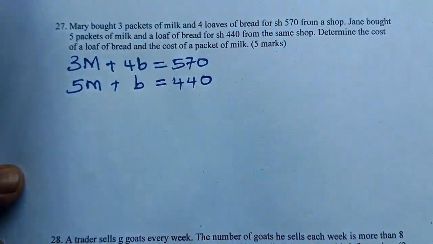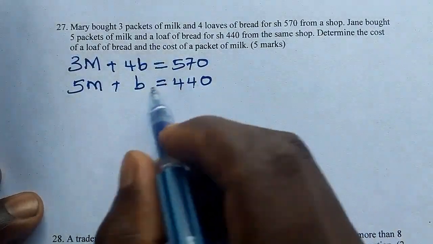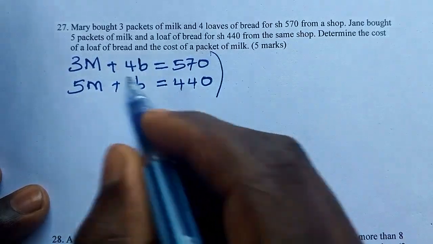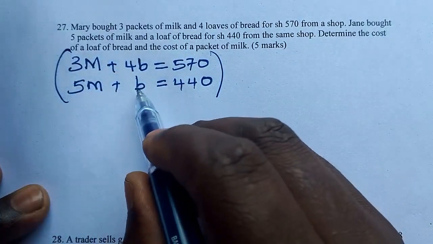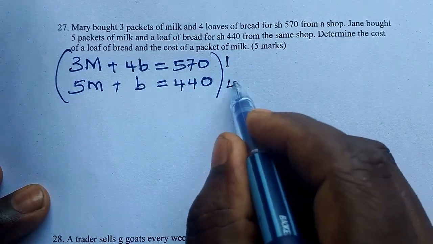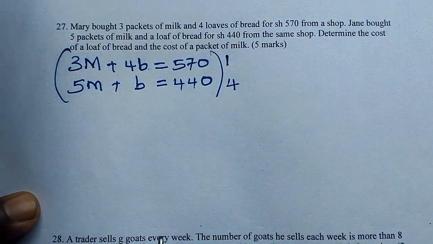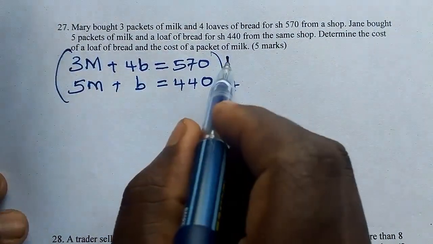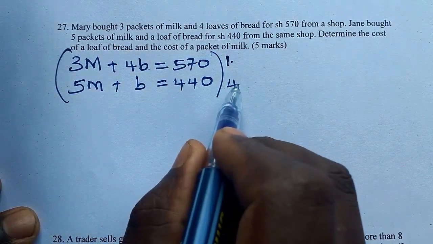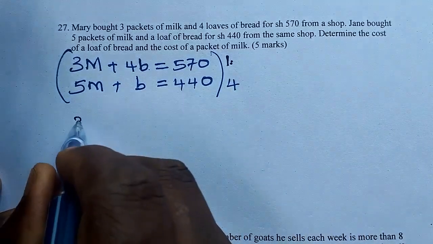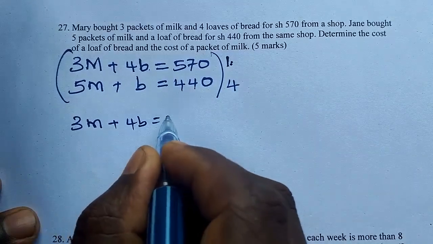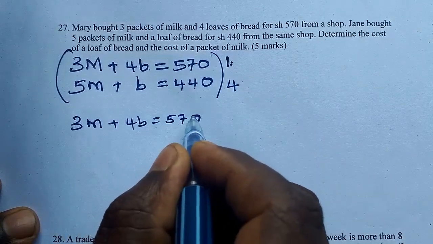So we use elimination method. Let's eliminate B. So to eliminate B, you put a bracket. Here is 1B, you multiply by 4. Here, 4B, you multiply by 1. We want to eliminate B. Multiply this times this. We can start with this one. This times this, 3M plus 4B is equal to 570. This times this.